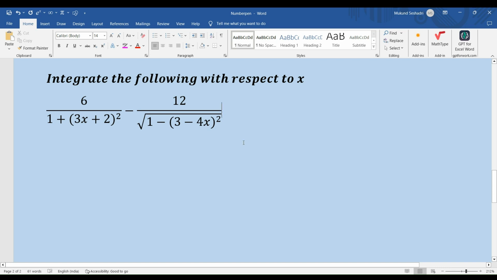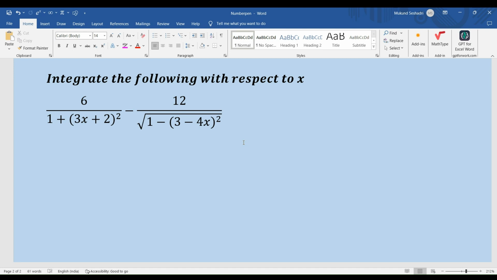So there we have the problem on our screen. Integrate the following with respect to x. We've got 6 divided by (1 plus (3x plus 2) the whole square) minus 12 divided by square root of (1 minus (3 minus 4x) the whole square), right?